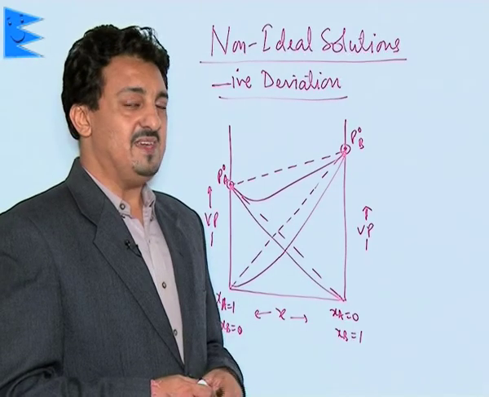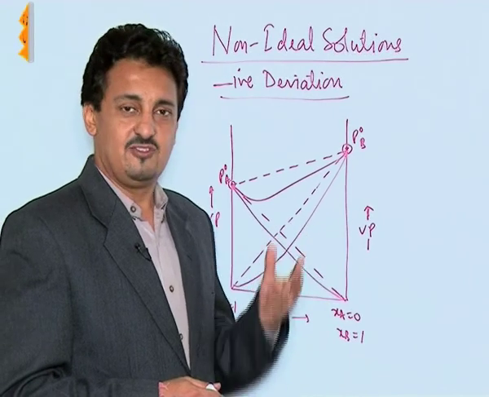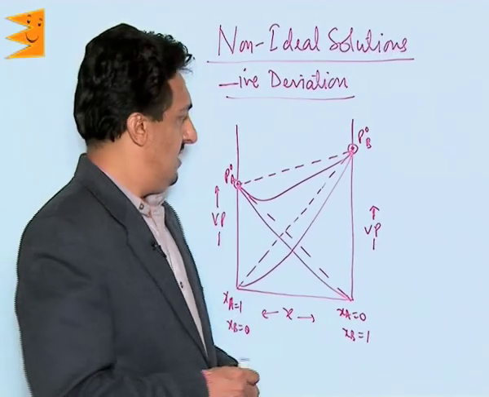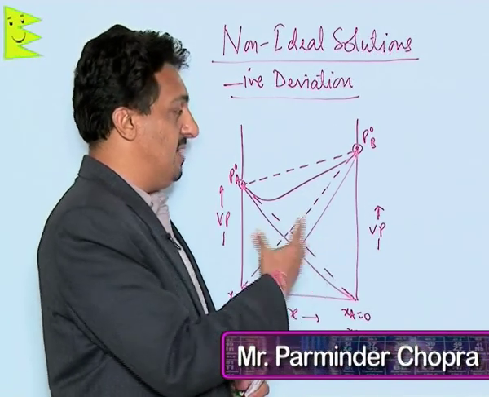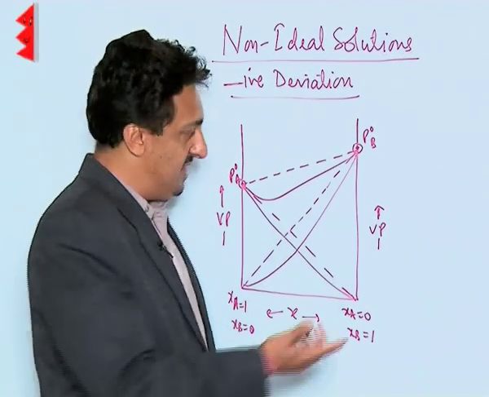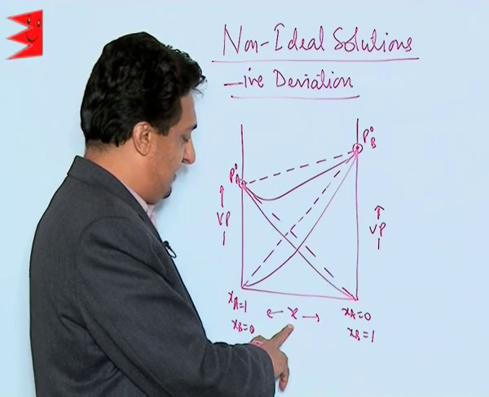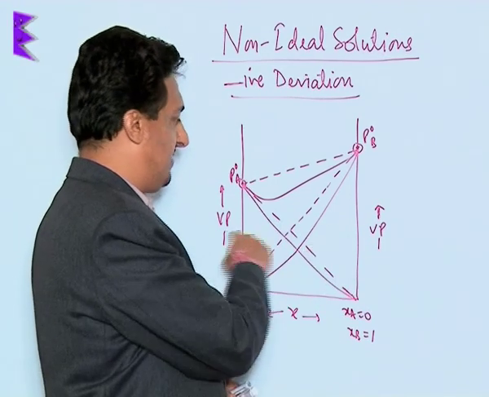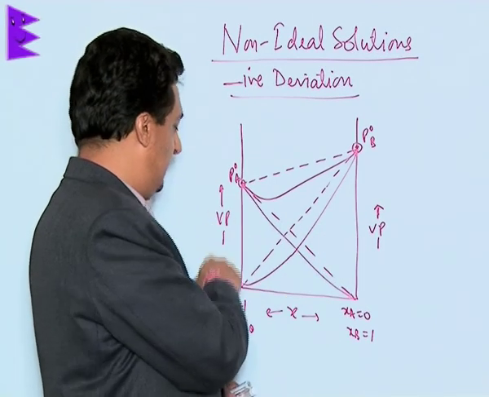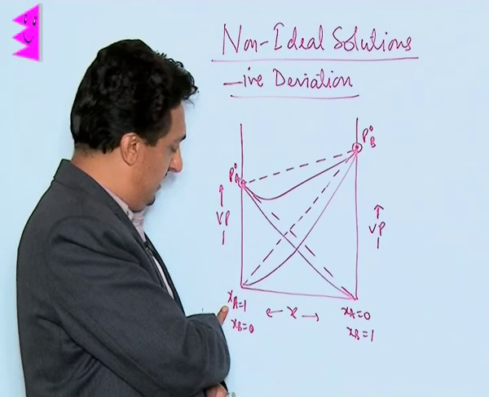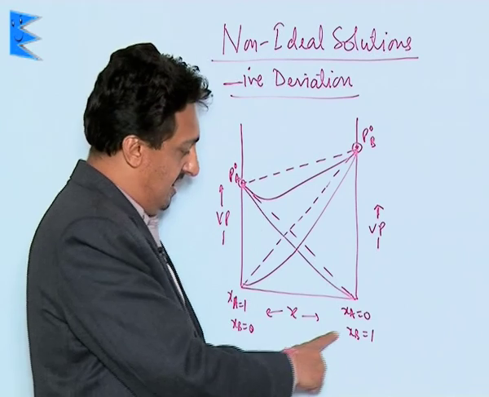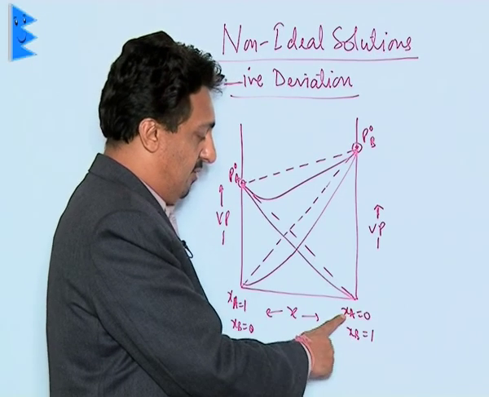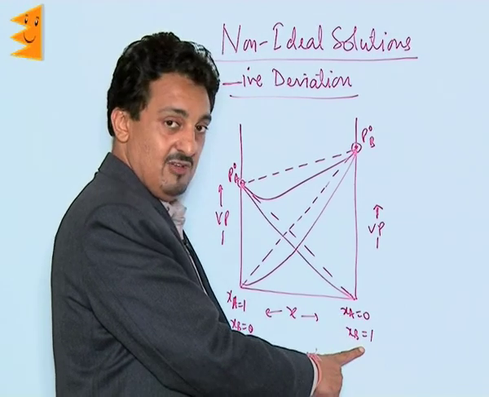Let us see now the px diagram of the negative deviation solutions. These dotted lines are the ones showing the behavior as per Raoult's law. We have taken the same px diagram. The x-axis is the mole fraction, the y-axis is the vapor pressure. The left side is for the pure solvent. Its mole fraction is taken as 1, whereas the mole fraction of the solute is 0. The right side is for the pure solute. Mole fraction of solvent is 0. Mole fraction of the solute is 1.